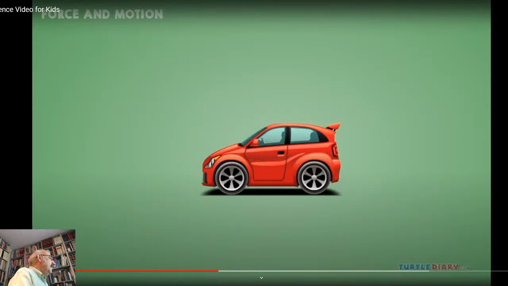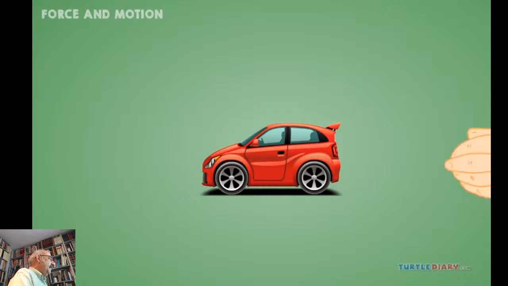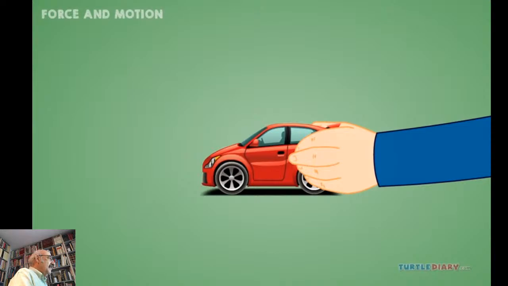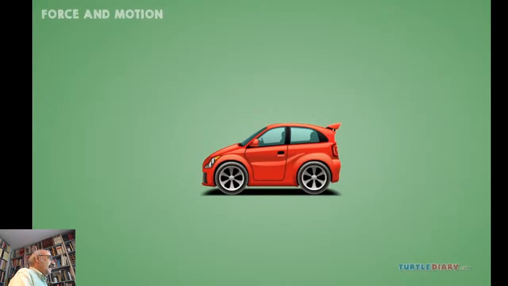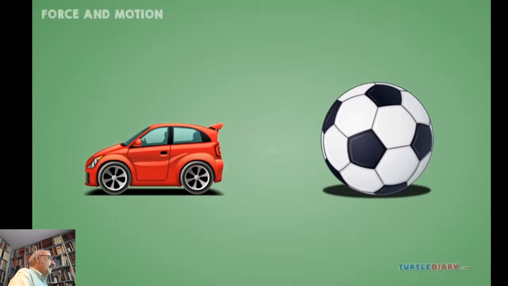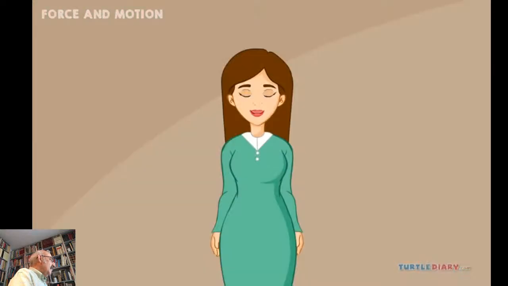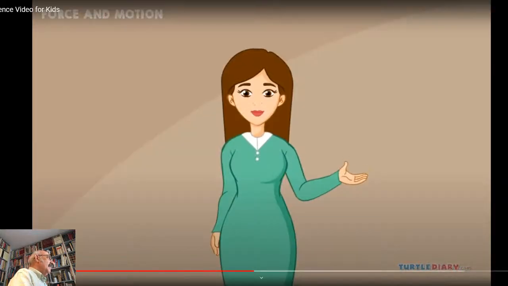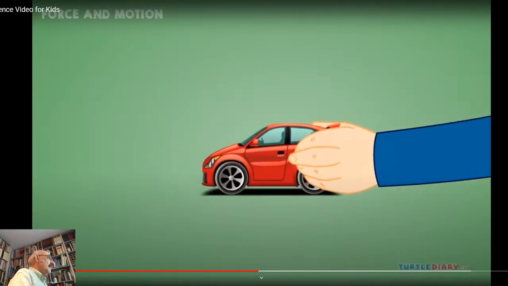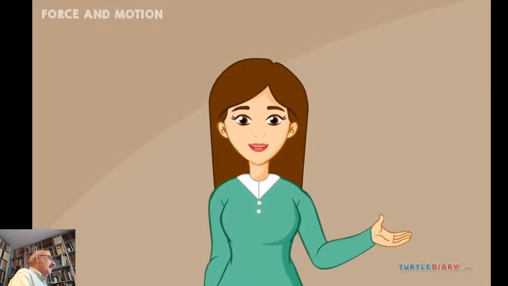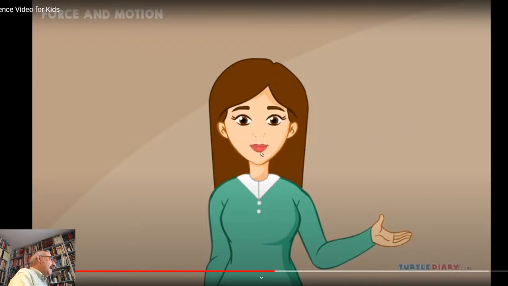Could you get it to move? You might use your hand or foot to push it away or pull it toward you. You might hit it with another object, for example, a ball. You could even blow on it. There are many ways to get things to move. The push or pull that we use to make things move is called a force. A force is needed to make anything move.